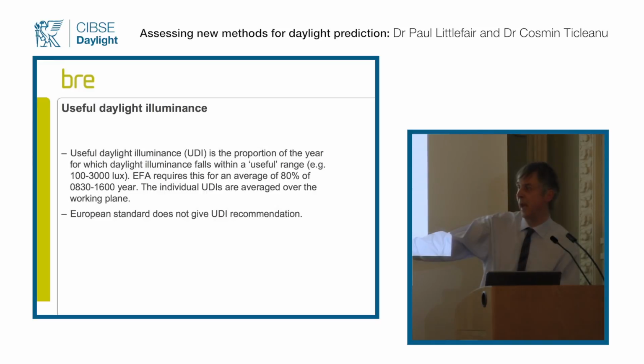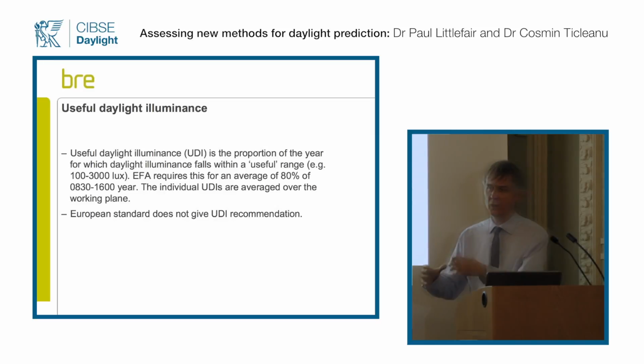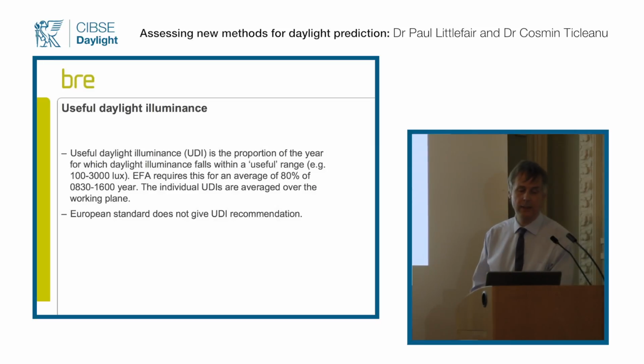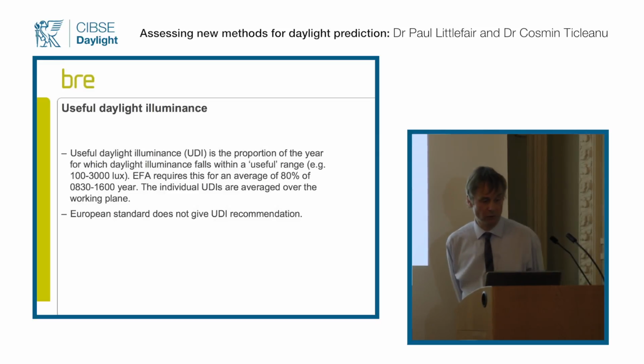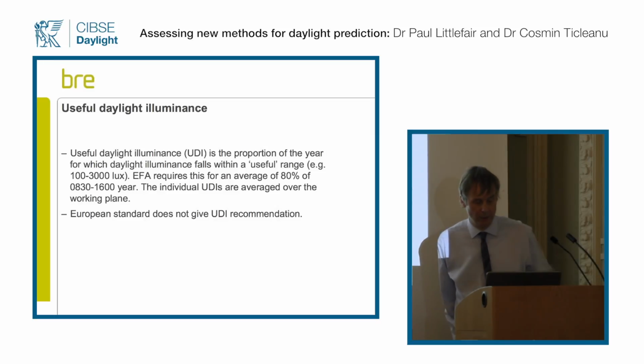And so for points at the back, you might get a lower value because more likely to get low illuminances. And maybe for points near the window, you might also get a lower value because they're more likely to get these very high light levels. And then for points in the middle, you might get 100%. And then you average all of these, and then you compare that to 80%. And if it's more than 80%, then you can build your school classroom. The European standard doesn't give a UDI recommendation.